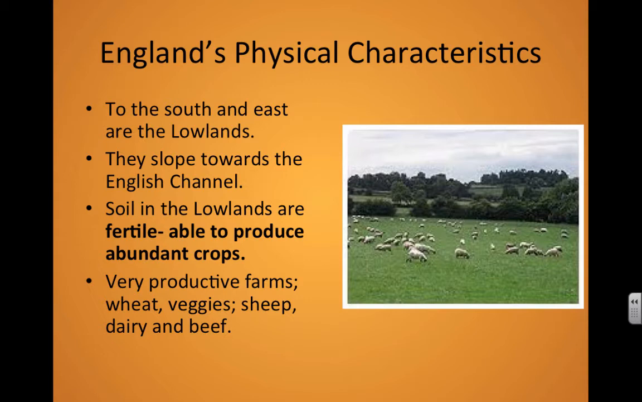Here, farmers grow wheat, vegetables, and other crops on very small plots of land, and they set aside larger parcels of land for pasture. The cool, moist weather of England's marine west coast climate is perfect for raising sheep and dairy and beef cattle. British goods are also sold both in the United Kingdom and in other European nations.